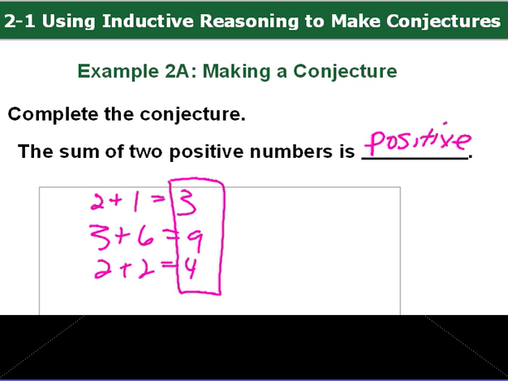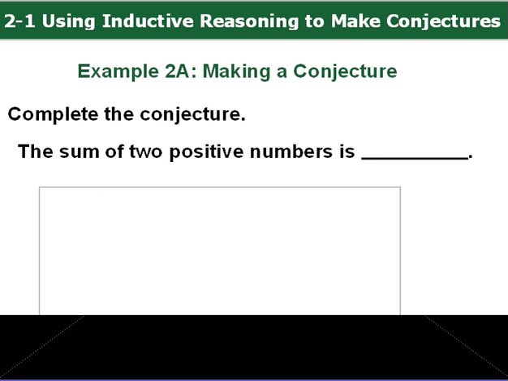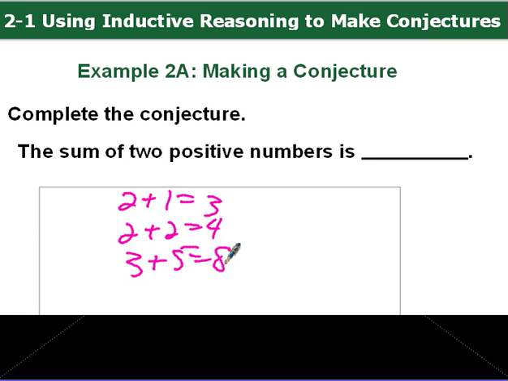All right, so here is an example. The sum of two positive numbers is blank, and you already saw the answer, but we're going to go through the process. I don't necessarily know what the answer is, so I'm going to just start coming up with examples. Two positive numbers. 2 plus 1 is 3. 2 plus 2 is 4. 3 plus 5 is 8. So I don't see a lot of things in common with these, but I do notice that they're all positive. So that is one true statement I can make about them. So that was your conjecture.